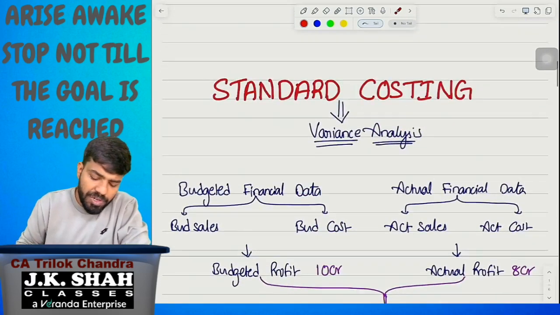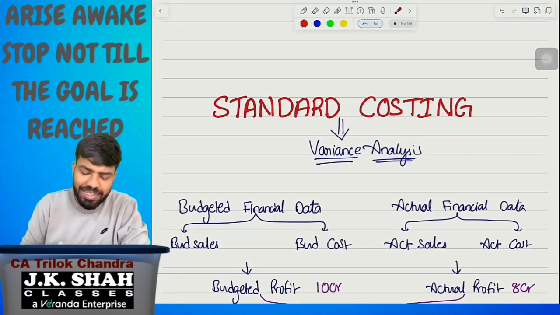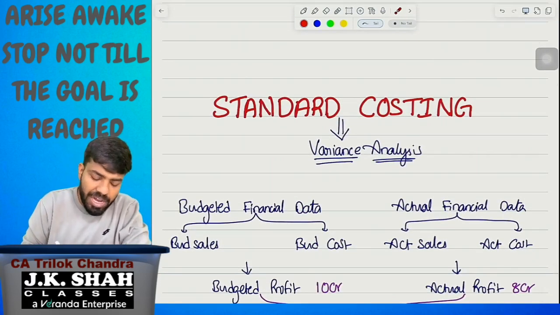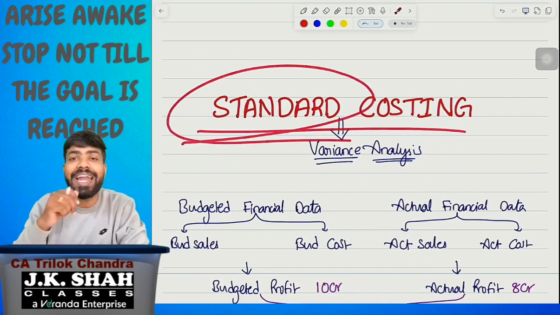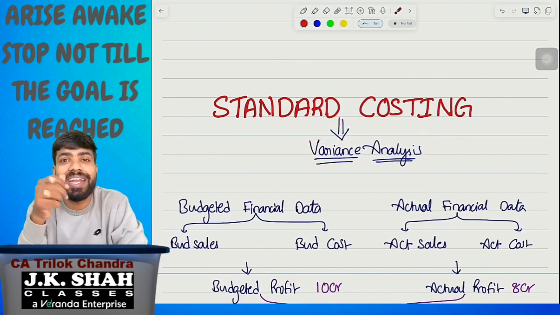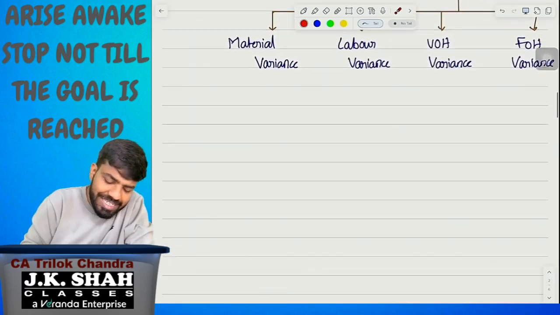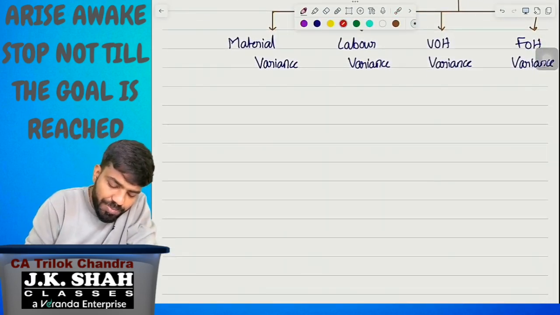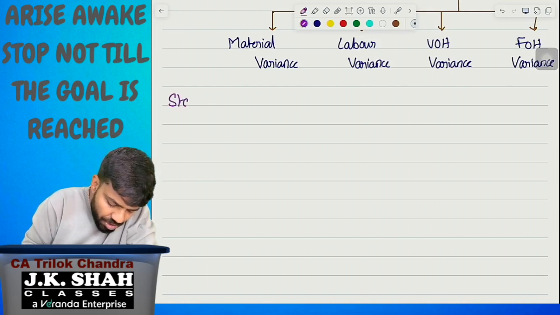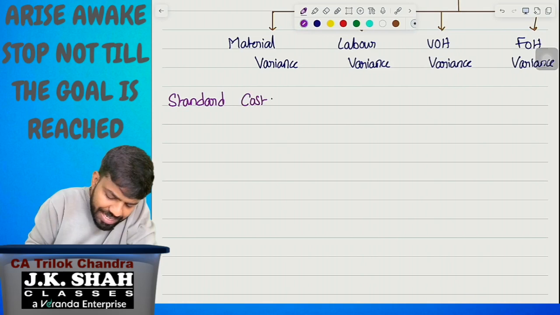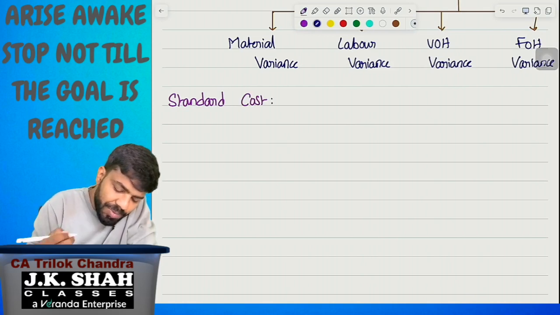Now the point we need to understand is, sir, in the entire discussion, we are not able to understand why they gave the name called standard costing. Why do they use the word standard? So we need to understand standard cost. Before proceeding further, we need to understand what is standard cost. I'll give you one simple example to understand what is standard cost. Listen to me carefully.